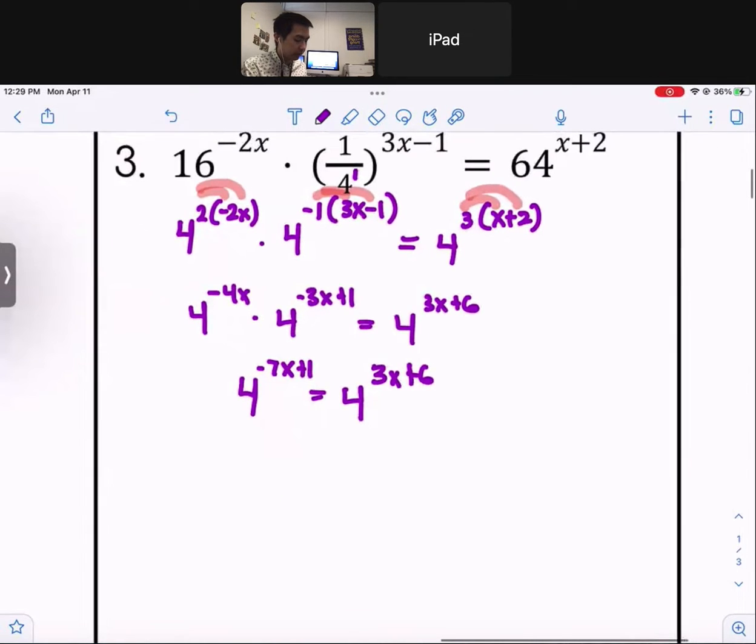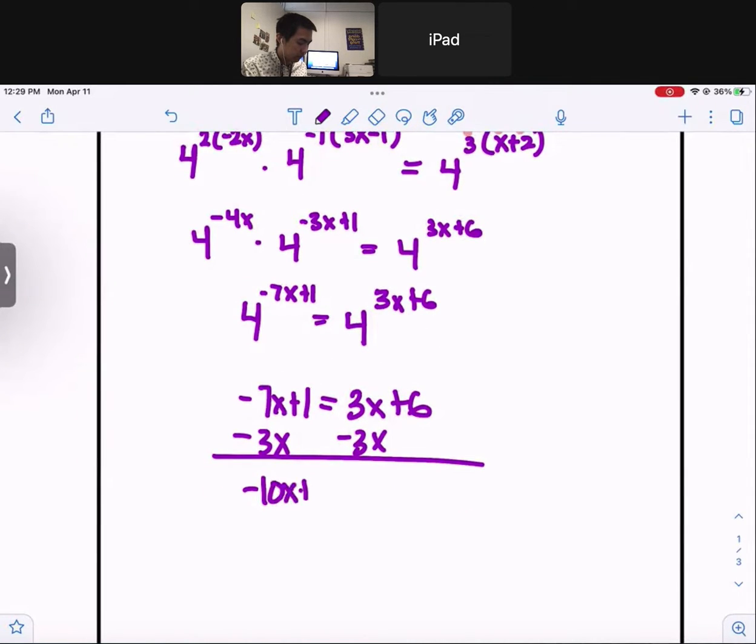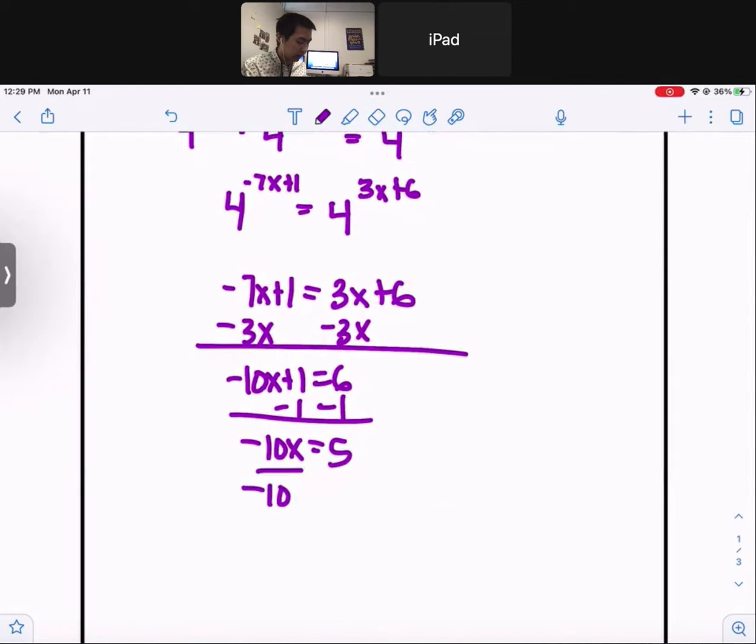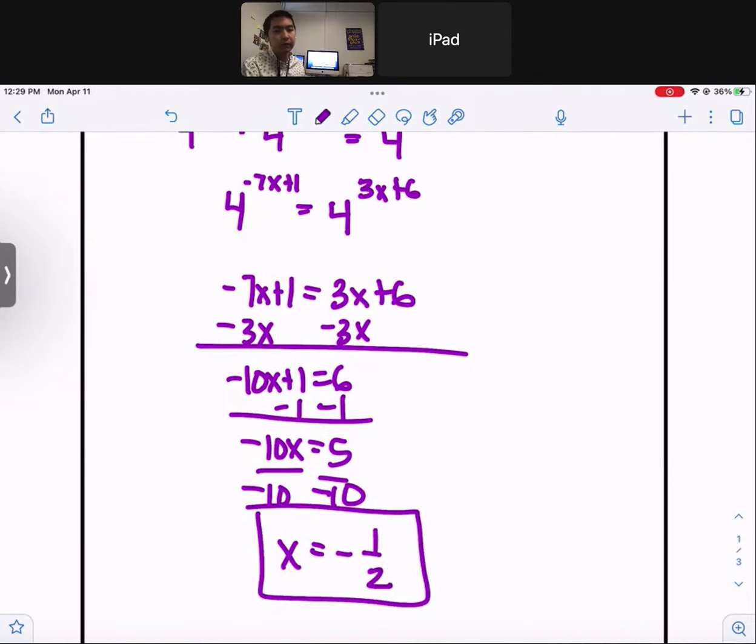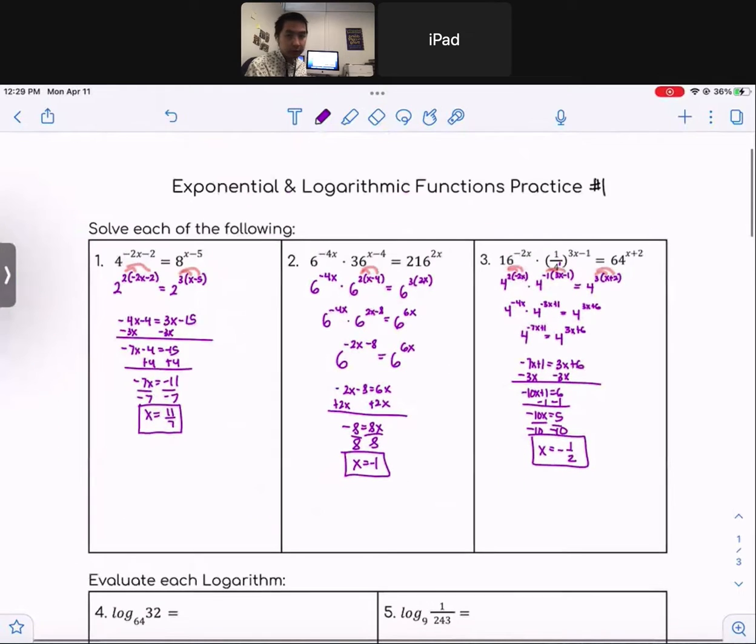So we got that, and now since we have common bases on both sides, we set the exponents equal to each other. So negative 7x plus 1 equals 3x plus 6. I'm going to get my variables on the left-hand side and my constants on the right. So negative 10x equals 5, and divide both sides by negative 10. So x equals, now we can divide top and bottom by 5 to make it negative 1/2. So that's the first 3, getting common bases and then solving for the equation.